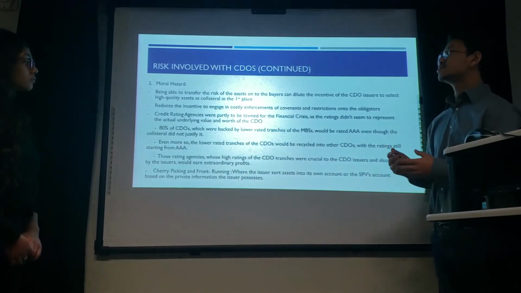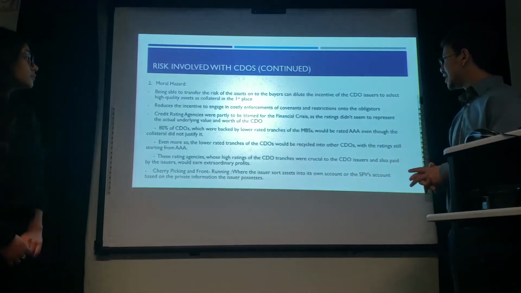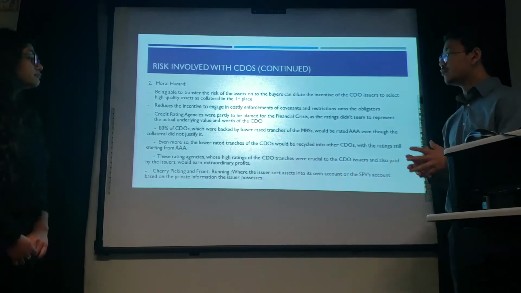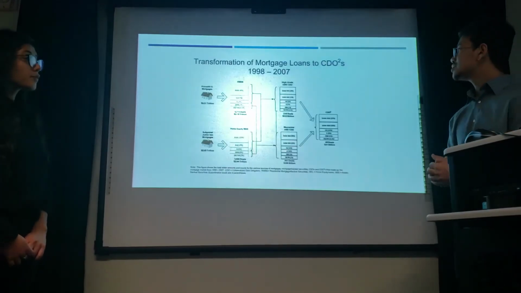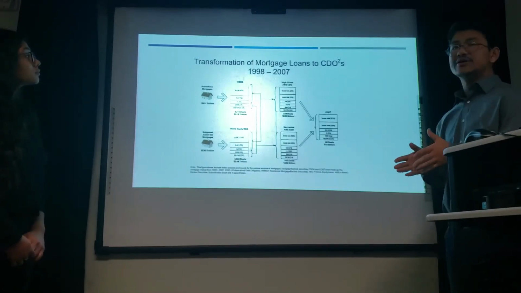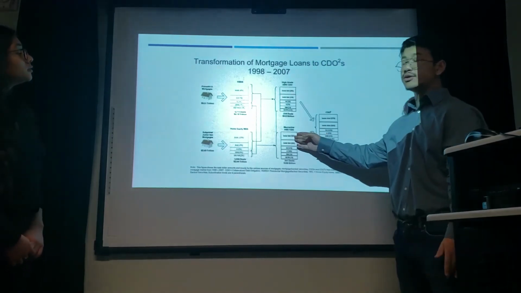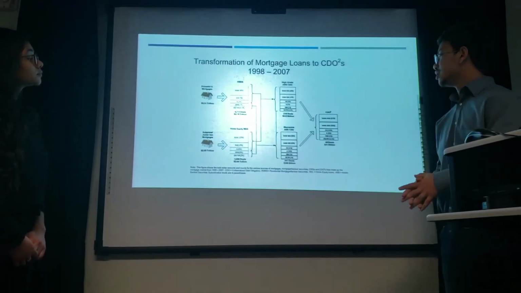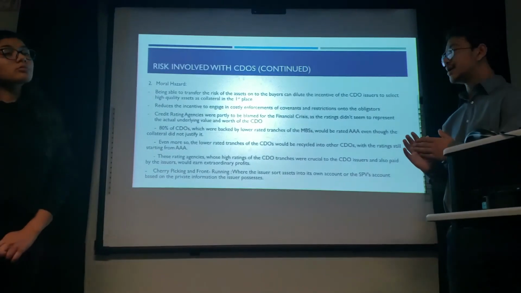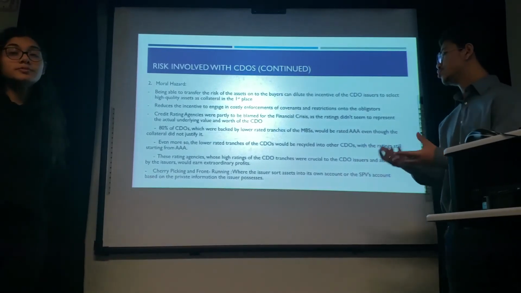A lot of the risk can also come from credit rating agencies, as they were also partly blamed for the financial crisis, as the ratings that they were providing didn't really seem to represent the actual underlying value and worth of the CDO. As you can see, a lot of banks were selling CDOs that had low-rated tranches of mortgage-backed securities as the collateral, but even then they had ratings of AAA, even though the collateral really didn't justify it. So this contradiction between the ratings and the actual worth of the CDO really disregards the aspect of transparency and truth to the investors.